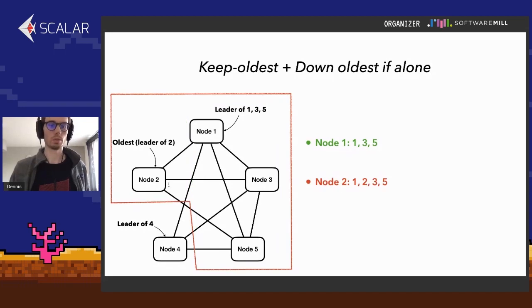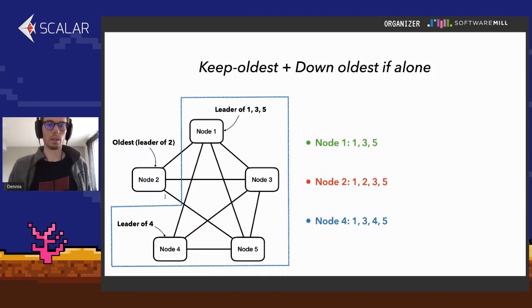Then we have, from the point of view of node 2, node 2 can reach 1, 3, and 5, but also itself. So 1, 2, 3, 5. So we have this partition here, as seen by this node. And finally, node 4 can reach 1, 3, 5, and itself. So we have this partition here. This is how the cluster is seen by every kind of non-clean partition.